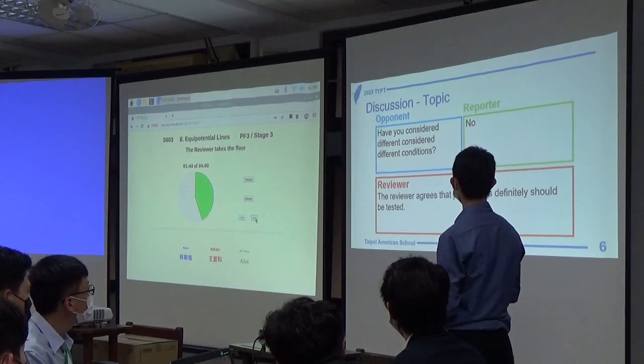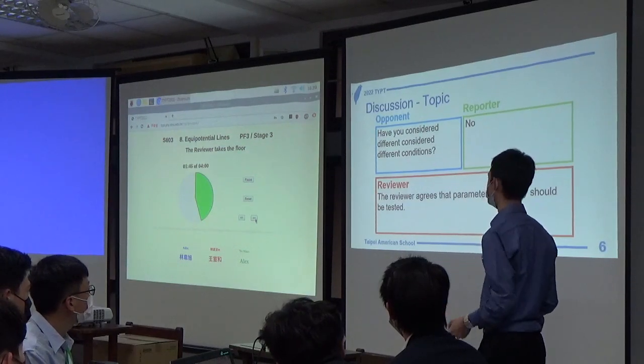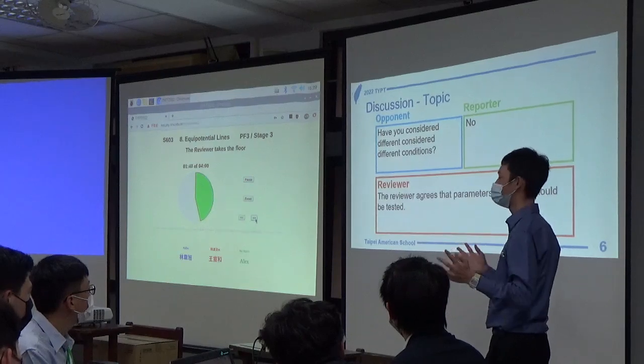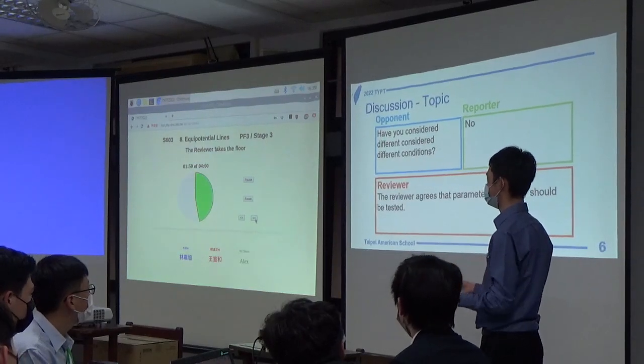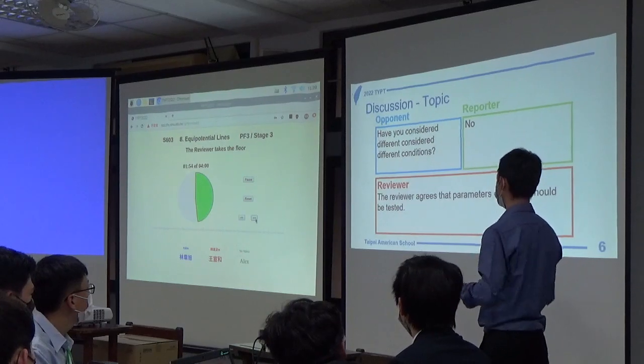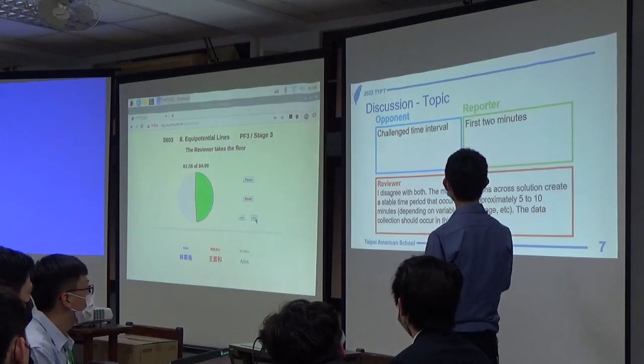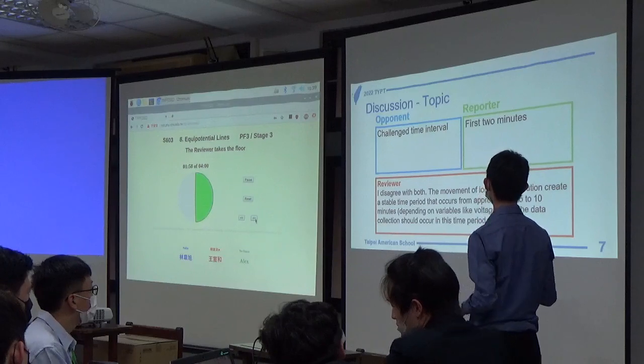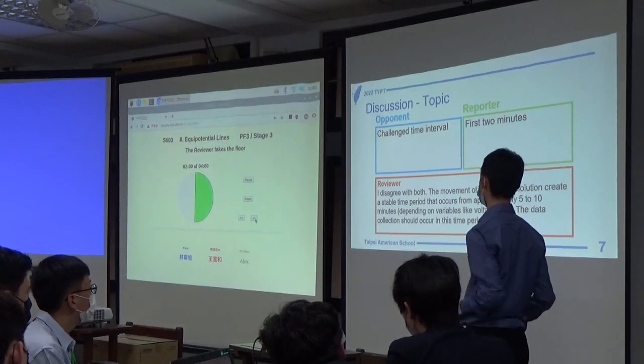The opponent said, have you considered different conditions? The reporter said no. I think the entire purpose of experimentation, and for that matter this competition, is to test different parameters and develop your own theory. The opponent challenged the time interval. The reporter said the first 2 minutes. I disagree with both, as mentioned earlier.